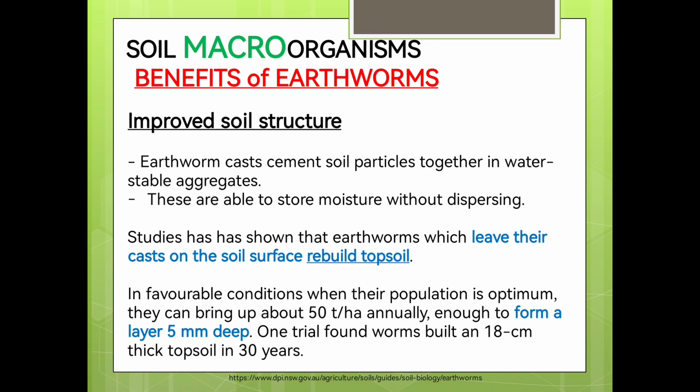In favorable conditions, when their population is optimum, they can bring up about 50 tons per hectare annually, enough to form a layer 5 millimeters deep. 5 millimeters, medyo makapal din siya, guys. And one trial found worms built an 18 centimeter thick topsoil in 30 years. Yun nga lang, dapat favorable yung condition na mag-grow ngayon yung earthworms.